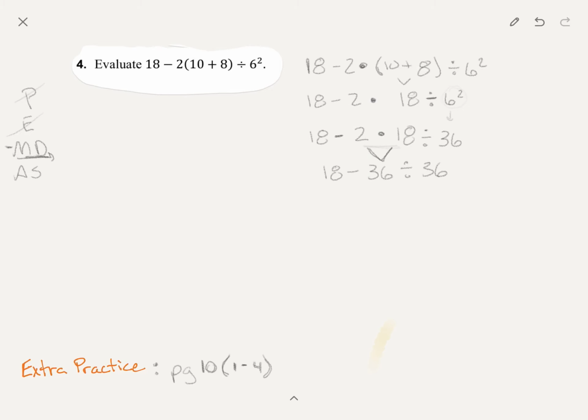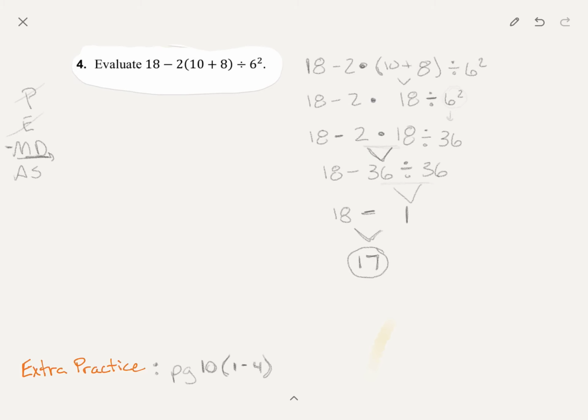Well, I still have a division problem here, so I have to take care of that next. So 36 divided by 36 is 1. And then I bring everything else down. Then I'm left with 18 minus 1. Okay, so the only thing left is any adding and subtracting. It's a subtraction problem. So when I work that out, 18 minus 1, I get 17. So my final answer is 17 when I evaluate it.